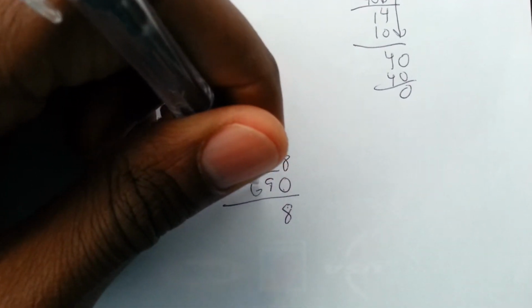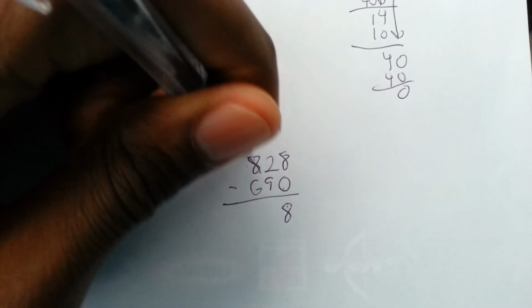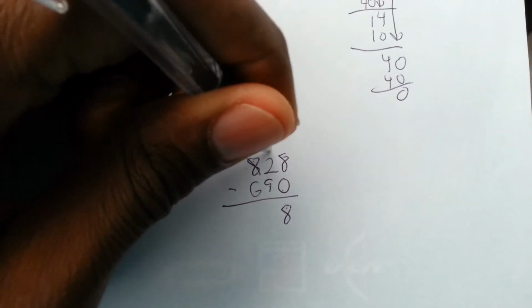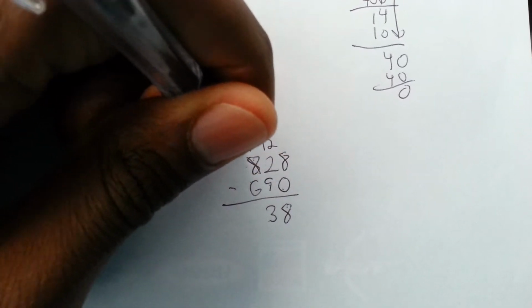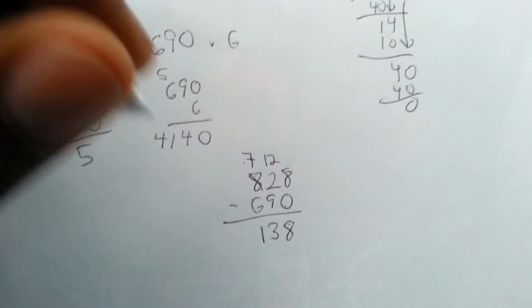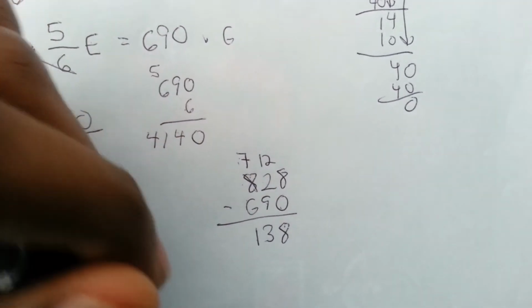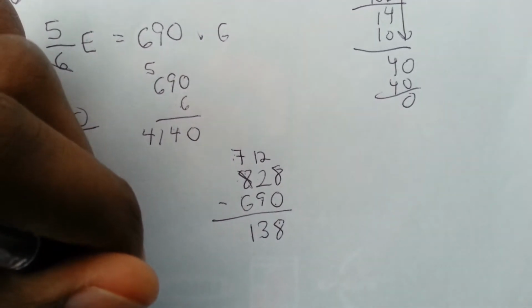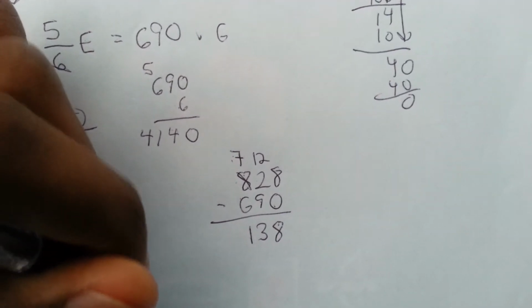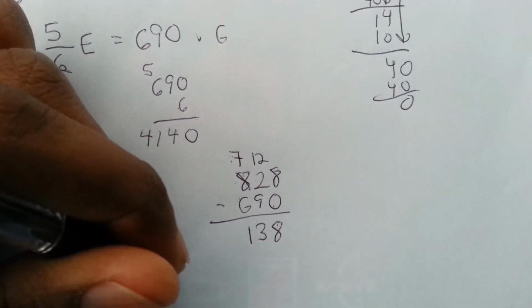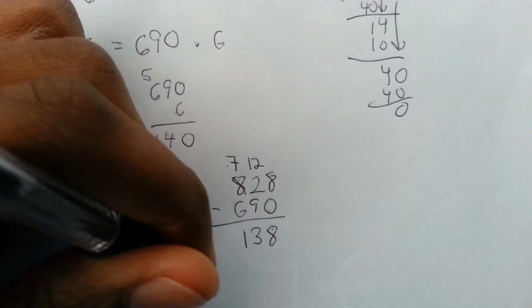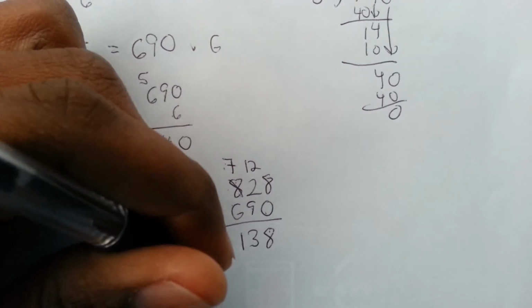8 minus 0 is 8. 2 minus 9 can't do, so we have to borrow from the next place. We have 12. 12 minus 9 is 3. 7 minus 6 is 1. So 1/6E equals 138. 138 employees.